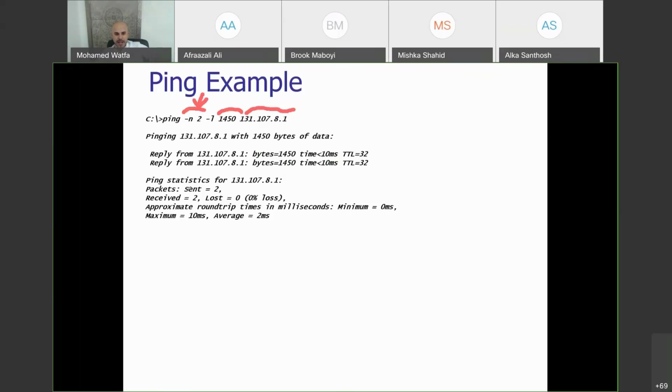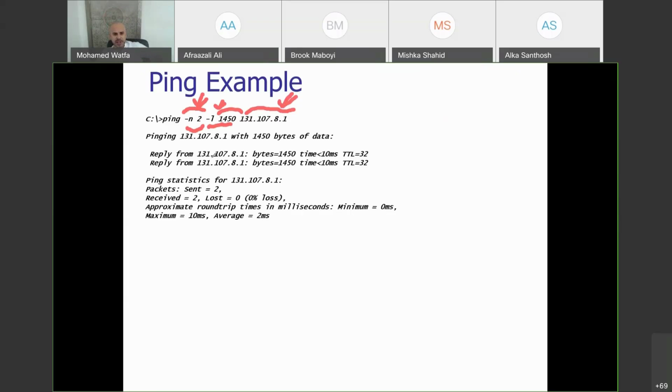So you could see again, check out these apps. I don't want to confuse you too much, but obviously this is kind of easy. What does n 2 mean? N 2 means the number of packets. So as I said, you could specify how many packets you want to send. The size of it is 1450 bytes. And I'm pinging the specific IP address.